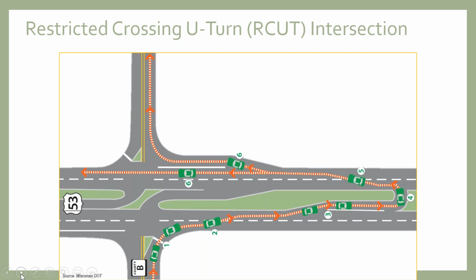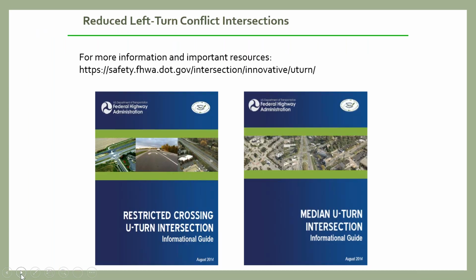So now traffic coming out of the minor street, all traffic makes a right turn. If they wanted to make the left turn maneuver or the crossing maneuver, they would do so by way of a downstream U-turn and then coming back. So the restricted crossing U-turn intersection is a great example of what we mean by a reduced left turn conflict intersection. It takes out that most severe type of conflict.